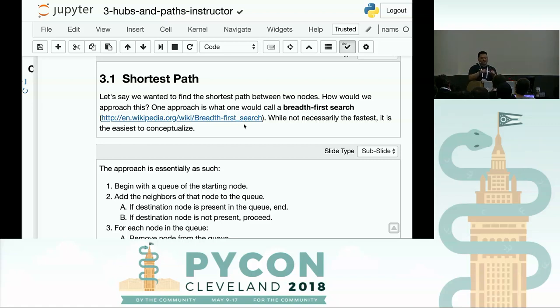The alternative is the depth-first search. We're not going to cover it, but it basically is: I go as far along one train of thought first, and then find, oh, okay, I can't reach the destination, then I go find another long train of thought until I actually reach the destination node that I'm interested in.